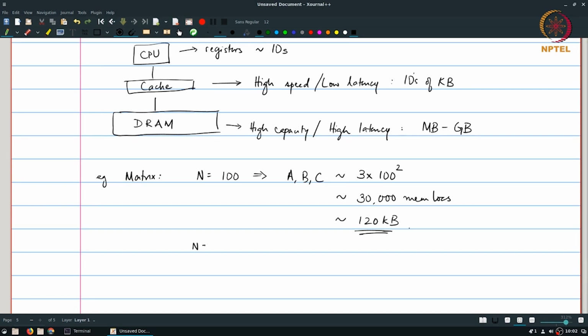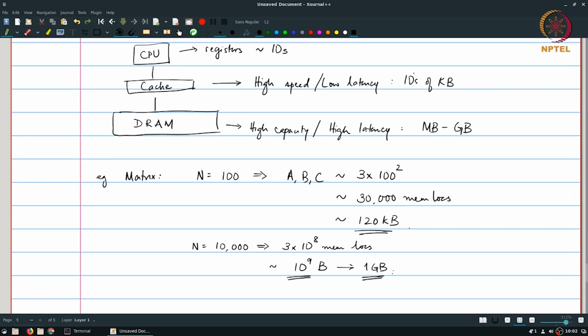But what if n is equal to 10,000? Now what we are talking about is the total capacity is 3 into 10 to the power of 8 memory locations, which is approximately 10 to the 9 bytes or 1 gigabyte. No processor that we know of today has cache memory even in the hundreds of megabytes range. So forget about 1 gigabyte. It is almost certainly impossible to store matrices of this size directly in the cache memory of your system.